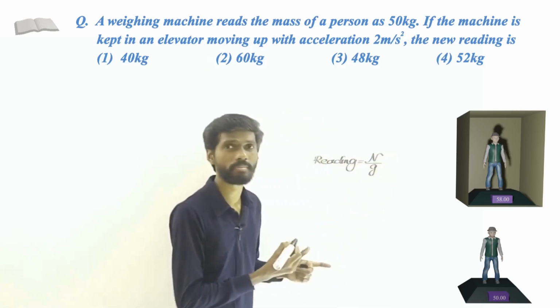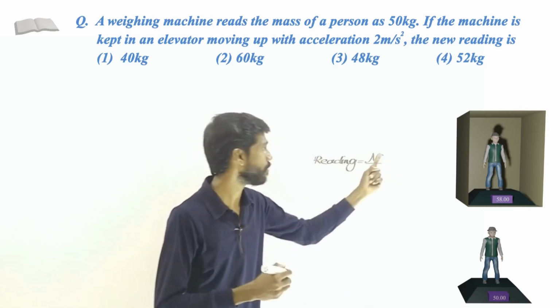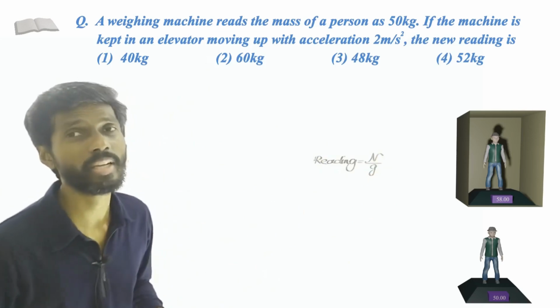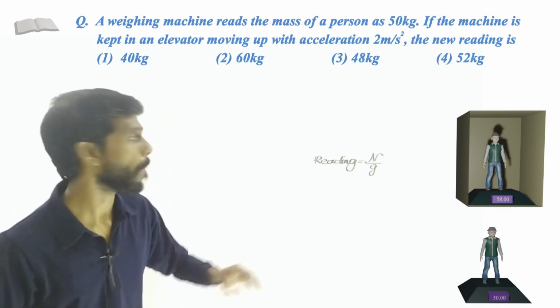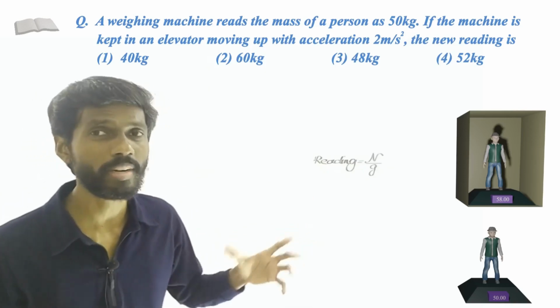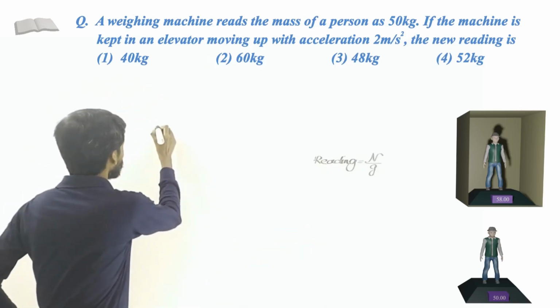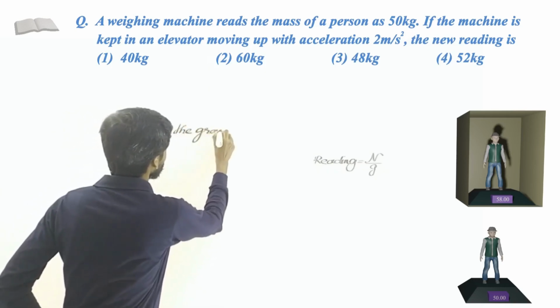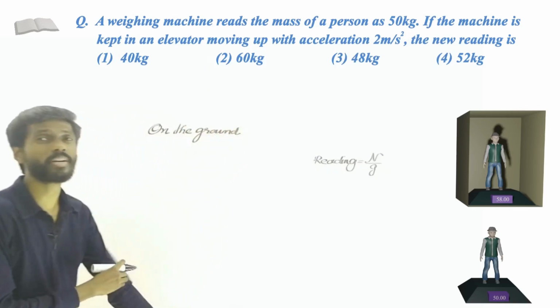So that is the mass, because what is the normal reaction? mg divided by g, so that is m. So that is how the mass of the person is measured by the weighing machine. But the normal reaction is not the same when the object is moving, right? See, it's like this, on the ground. On the ground, what is the normal reaction?